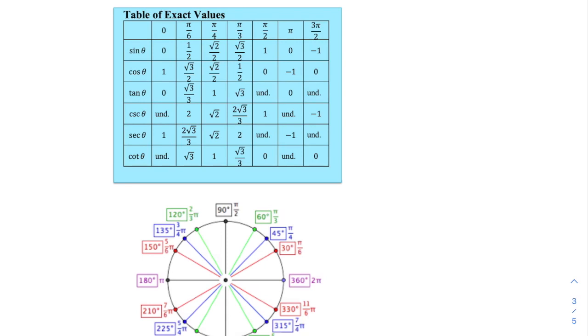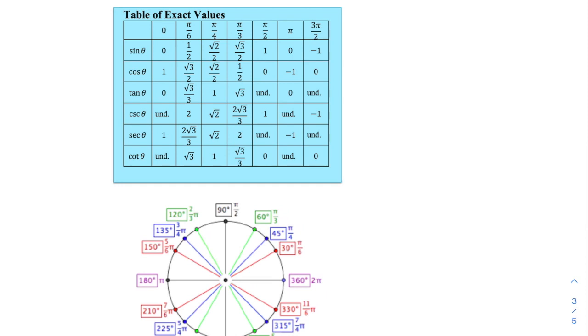So this next portion of our examples look really simple, but are actually a little bit more challenging. So I start with our blue chart of exact values. We're going to use this very heavily. And I also have a little unit circle with all of our exact value angles.